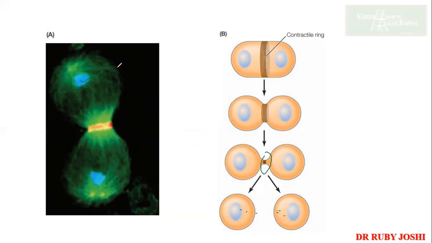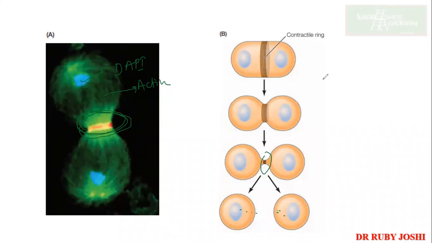The blue color one is the DAPI, which always stains the nucleus. The green color is your actin. Can you see it over here? This is the contractile ring. So along with the myosin and all, you can see the contractile ring is slowly shortening. Okay, and finally it pinches off.